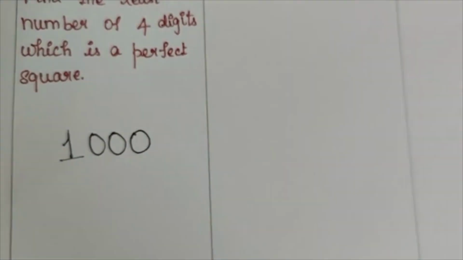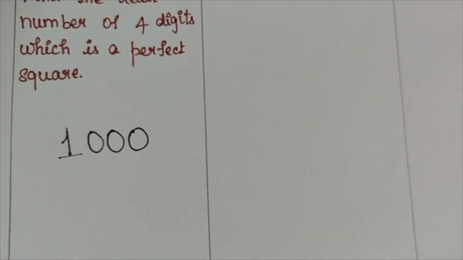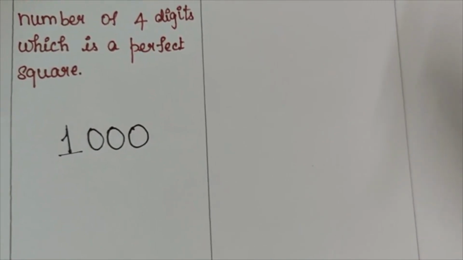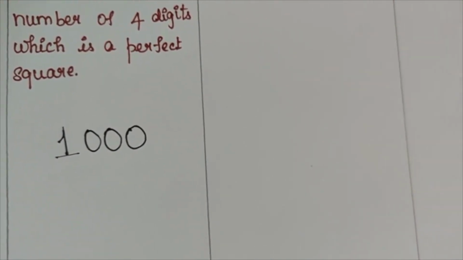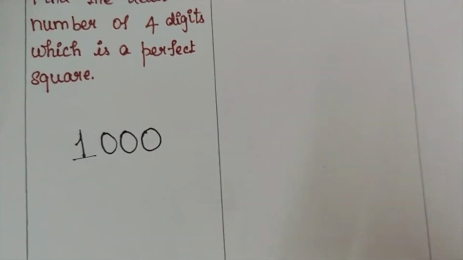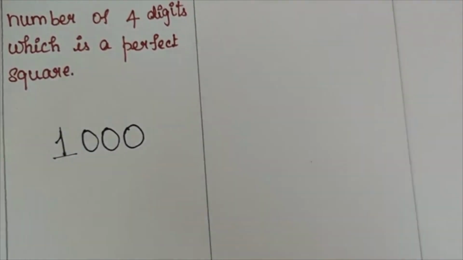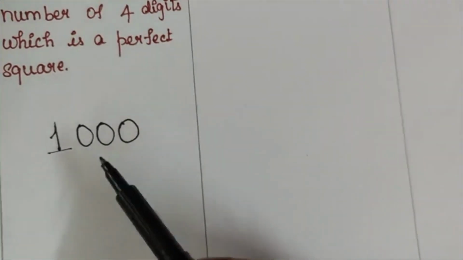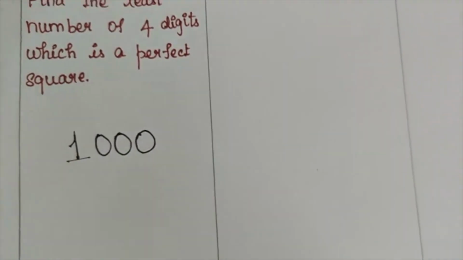Let's check whether 1000 is a perfect square or not. No, 1000 is not a perfect square. So we need to add some number to this 1000 in order to make it a perfect square. Because if I subtract, then 1000 becomes a 3-digit number. So that is not possible. So I need to find what number must be added.